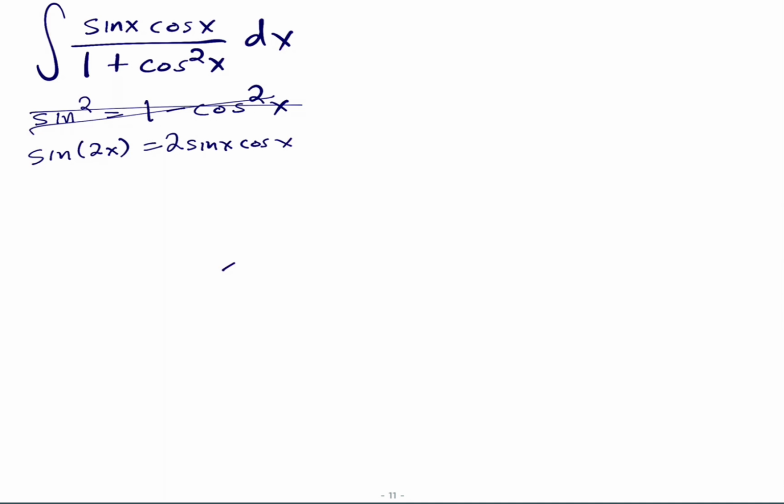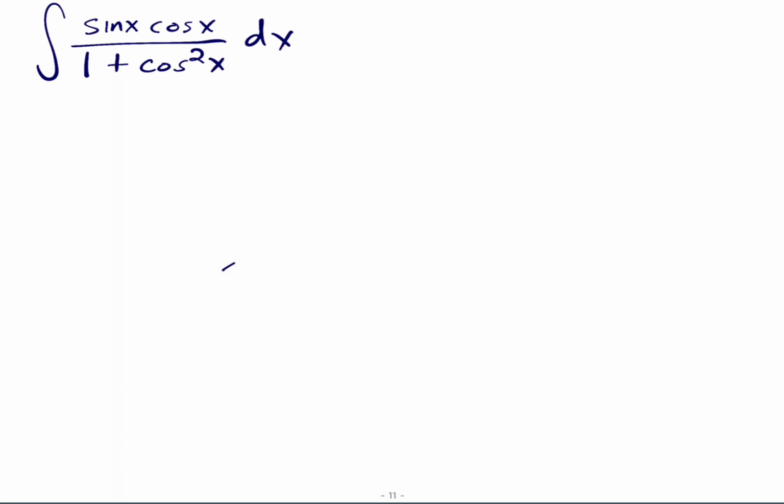But if you just kind of, let's say we remove identities from the picture, what do you notice about the numerator and the denominator? Both have cosine. They do both have cosines, yeah.